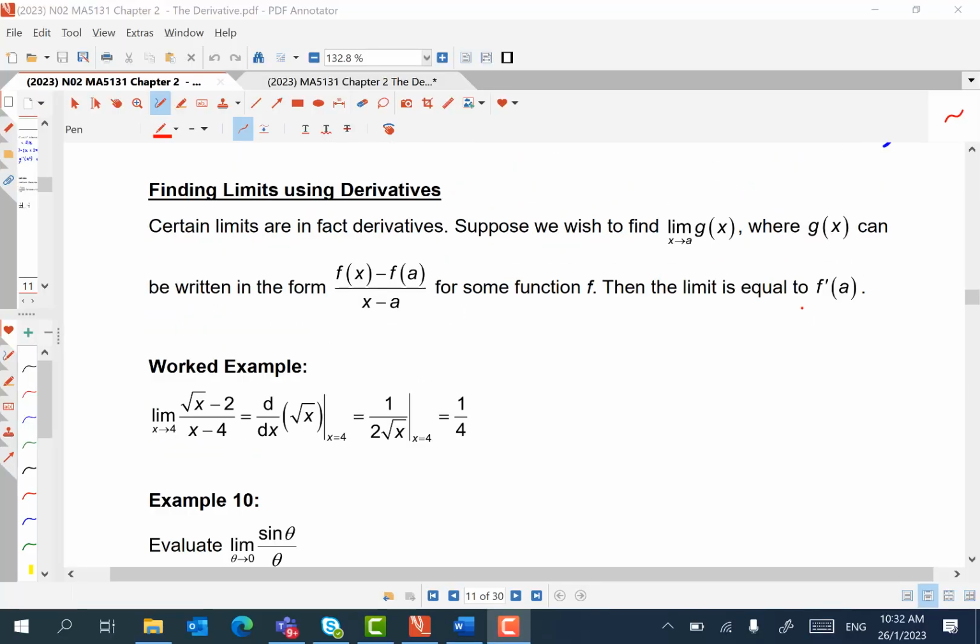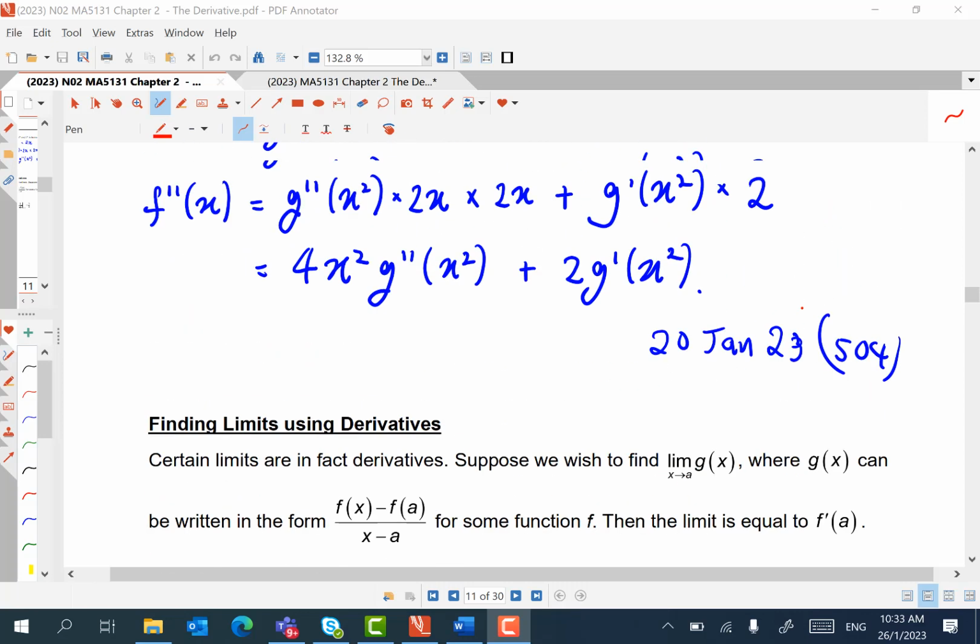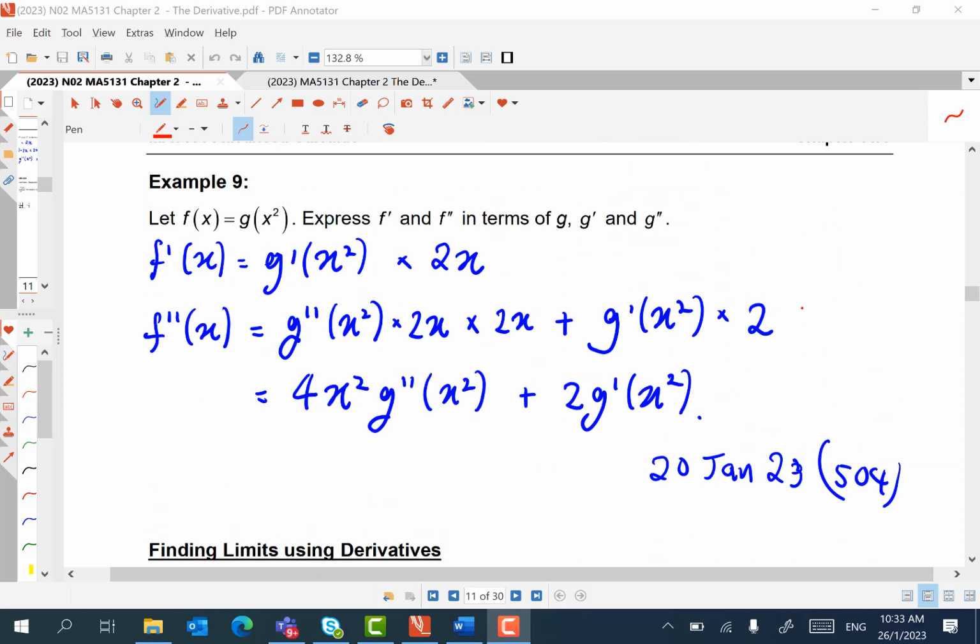Okay, let's check. We were on this page, right? We entered here the last time. I made a label because it was quite a long time ago. The last lesson that we had was on 20th January. We ended here.